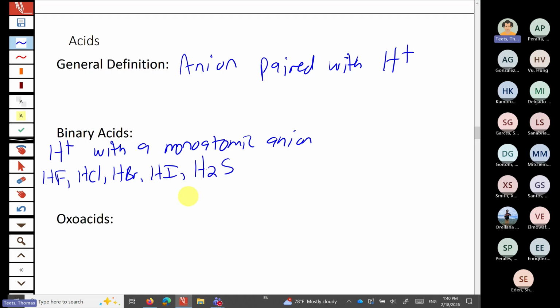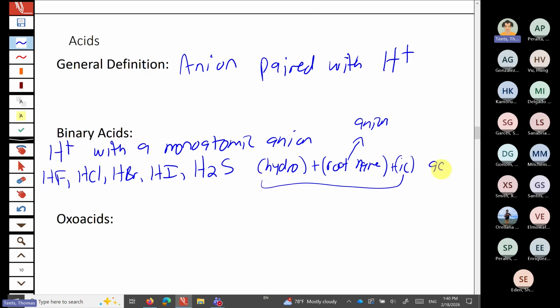So when we name these binary acids, the name is a little bit complicated, but you have to put a prefix on the element name, which is hydro. Then you put the root name of the anion in there, all as one word. You follow that with IC. So this is all one word. And then a second word, acid at the end.